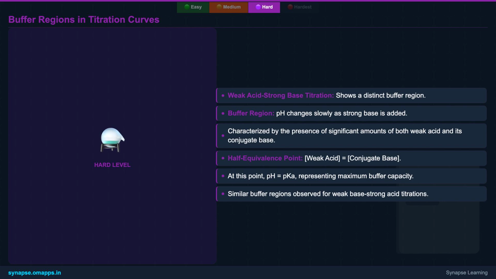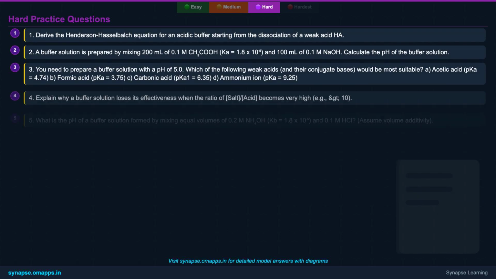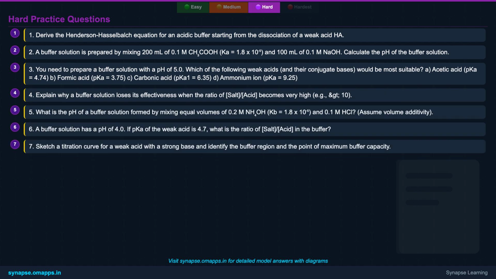experimental data. It's time for the hard-level practice questions. These 7 problems will require you to apply derivations, perform calculations for buffer preparation, analyze buffer behavior during titrations, and explain complex concepts. Tackle these to solidify your advanced understanding of buffer solutions.